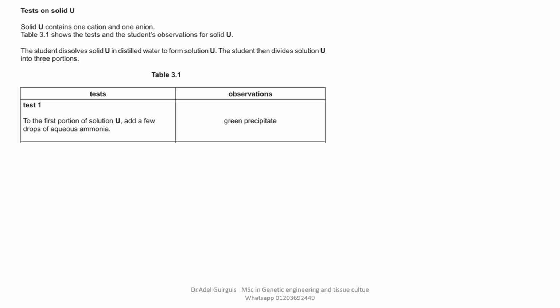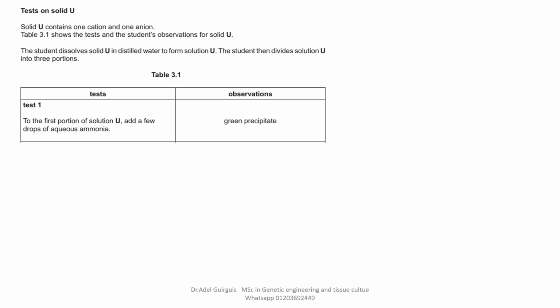Now for the test on solid T, we have finished it completely. Solid T was lithium sulfide. We detect the presence of lithium by flame test, and we detect the presence of sulfide by acidified potassium manganate solution, which decolorized and changed from purple into colorless.